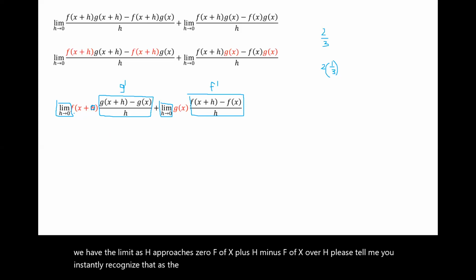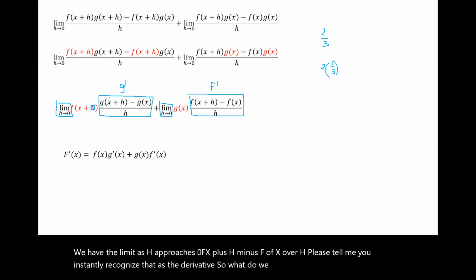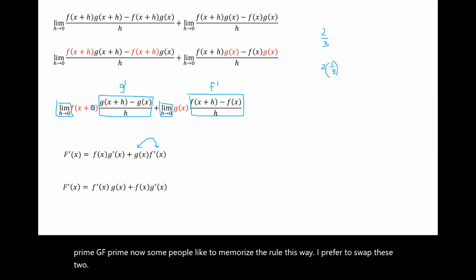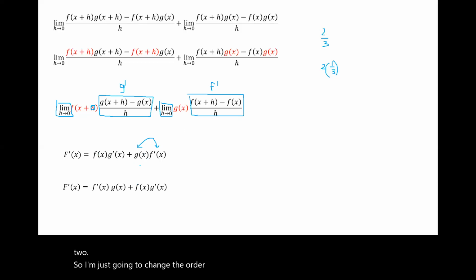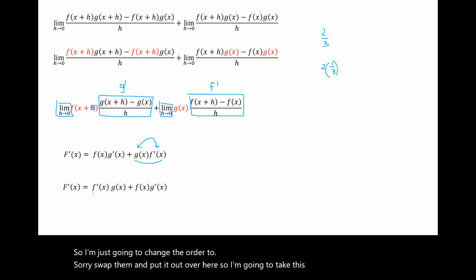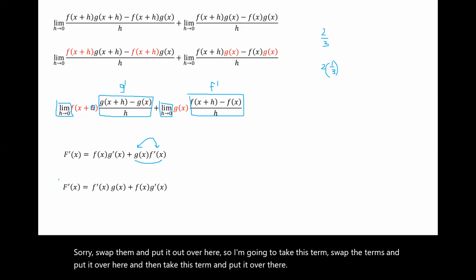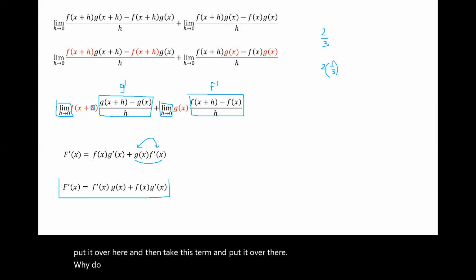So what are we left with? f of x, g prime, g, f prime. Now, some people like to memorize the rule this way. I prefer to swap these two. So I'm just going to change the order, swap the terms and put it over here, and then take this term and put it over there. Why do I prefer this way of memorizing the function?